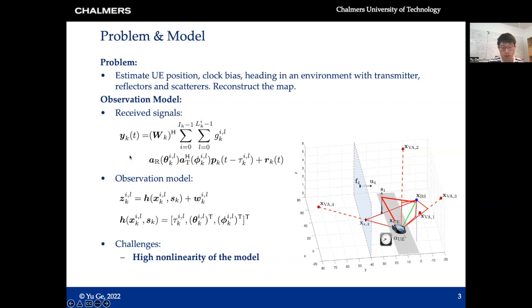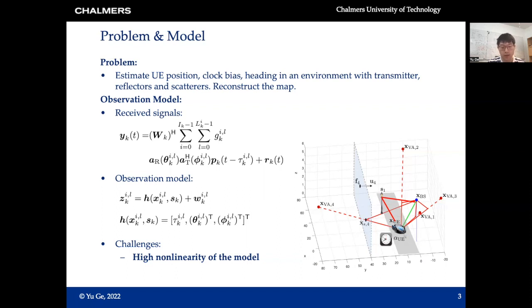This is what the signal looks like at the user side. This is a typical millimeter wave observation model in the literature. This is the signal sent by the base station, and each channel is described by a channel gain, a response vector at the receiver side, which depends on the angles of arrival, and a response vector at the transmitter, which depends on the angles of departure, and the delay.